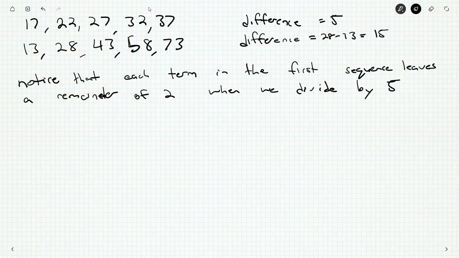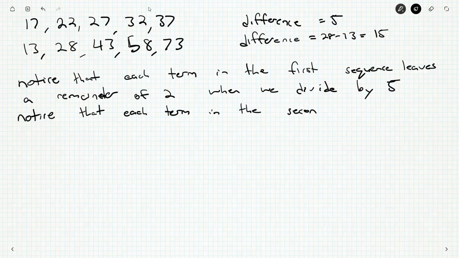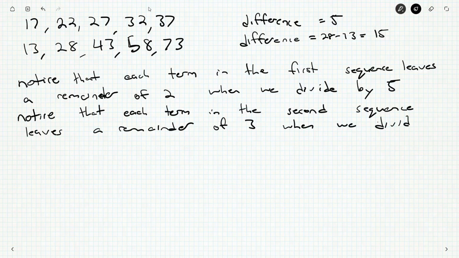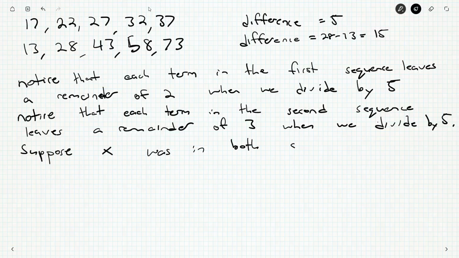And now we don't want to use 15, we want to use the 5, because 15 is a multiple of 5. So we're not going to change there, and then so you can say, notice that each term in the second sequence leaves a different remainder, a remainder of 3 when we divide by 5. So let's suppose that number x was in both sequences.